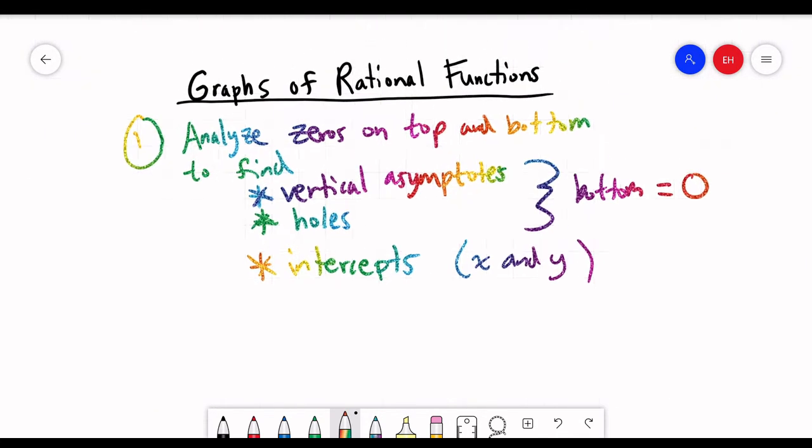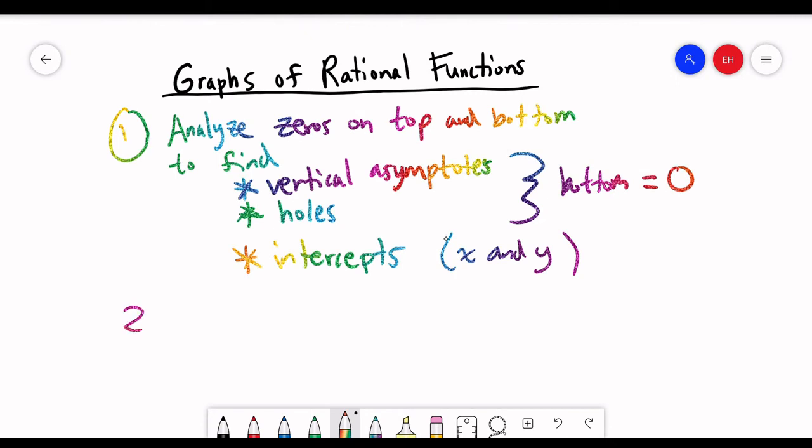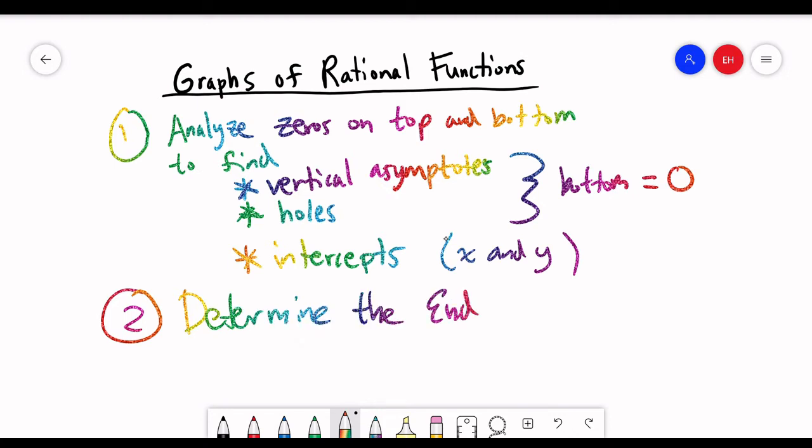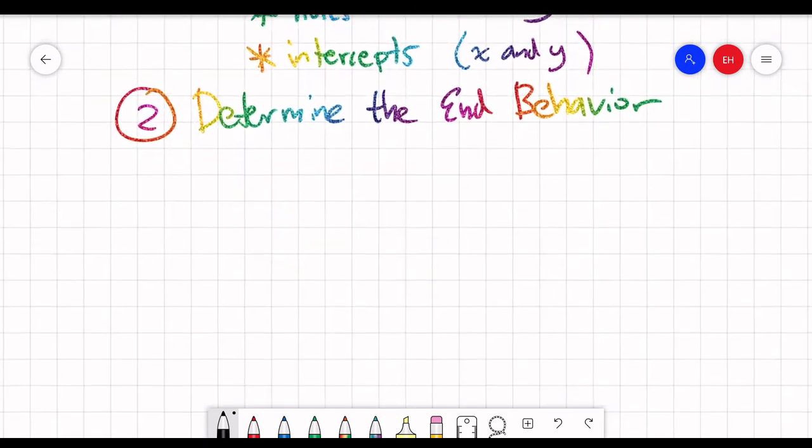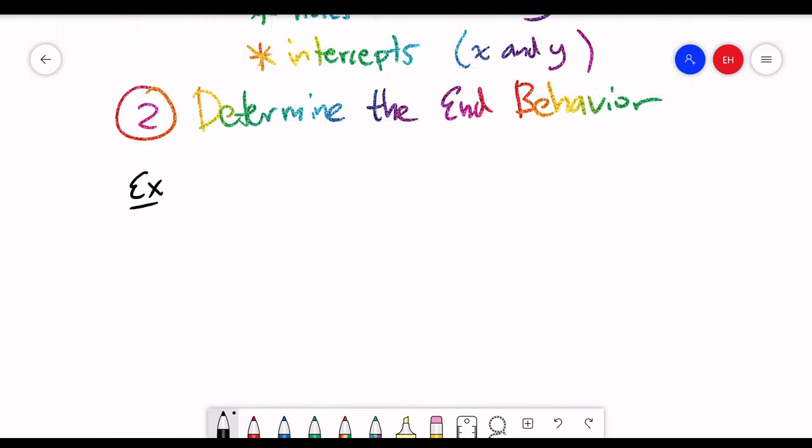So basically, we're just going to use the zeros of top and bottom to get all that information. And then the second thing to remember is the end behavior. What does the graph do as the input x goes to infinity and negative infinity? What's going to happen? Okay, so I'll do a full example for you guys.